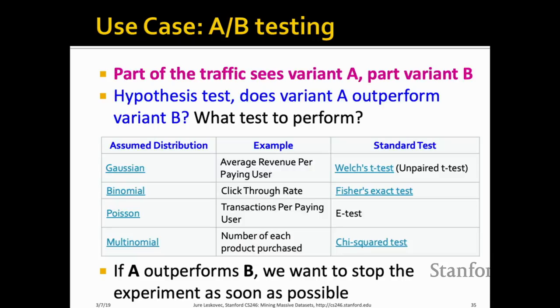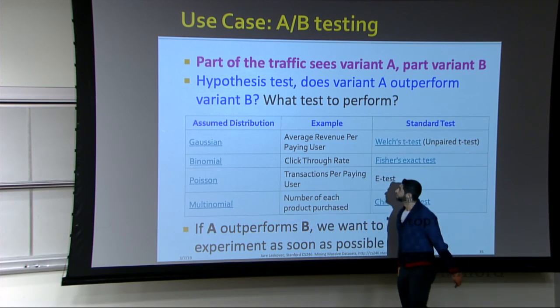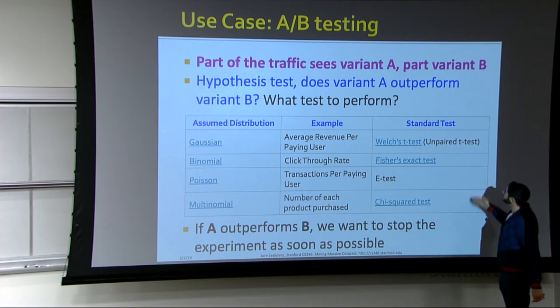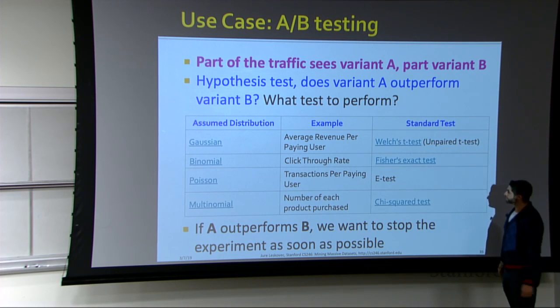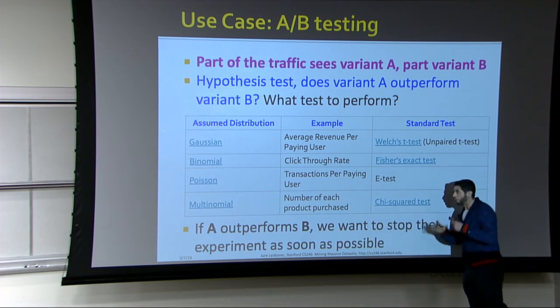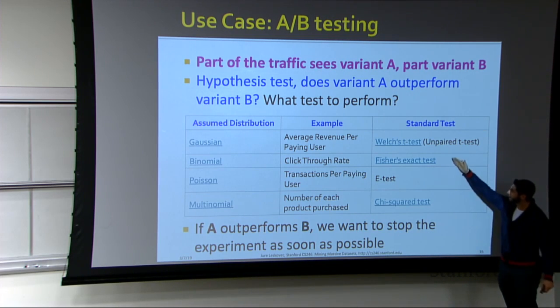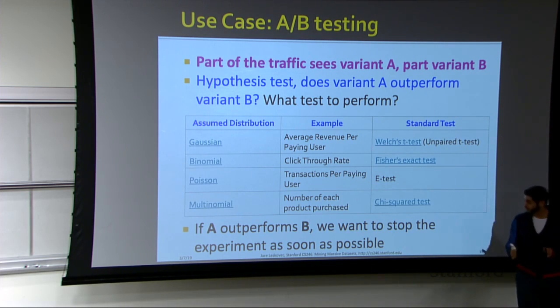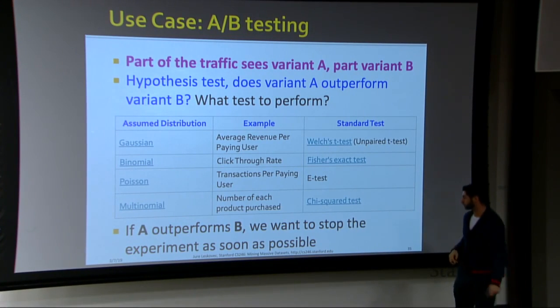Now, where can you apply A/B testing? It's not only on clicking buttons of different colors, but let me give some different examples. Let's say you have to compute the average revenue per paying user, and you assume that the distribution for the average revenue is closer to a Gaussian, then you can apply a certain type of statistical test. And if you go through these different examples, each one of them can be modeled from a specific probability distribution, and then you can assign a different statistical test to find out if there is a statistically significant difference between your condition A and your condition B, okay?